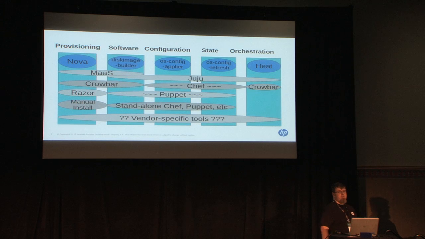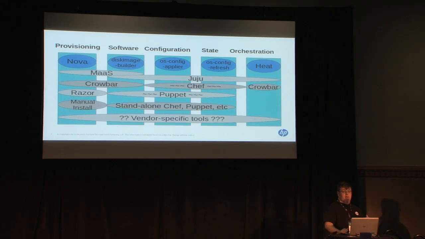And the blue boxes up the top are the components in OpenStack that are responsible for these things. Disk Image Builder, OpenStack Config Applier, and OpenStack Config Refresh are three things that we've been building specifically for this. They're on StackForge now. We're looking at what to do with Disk Image Builder. We might propose it to be promoted to a full-blown project, or we might roll it into the Glance umbrella because it deals with disk images.